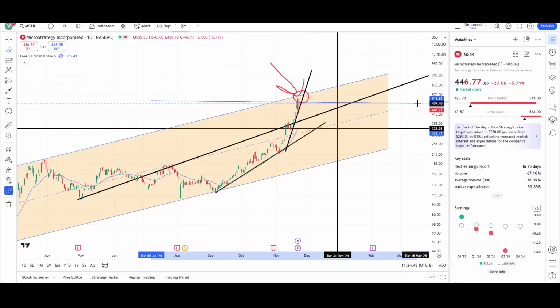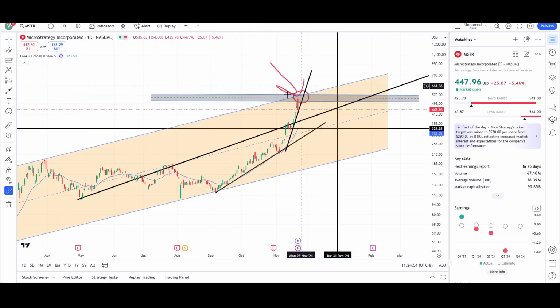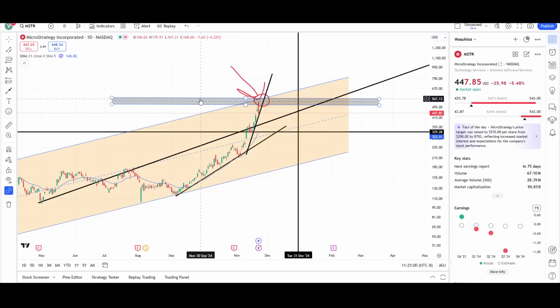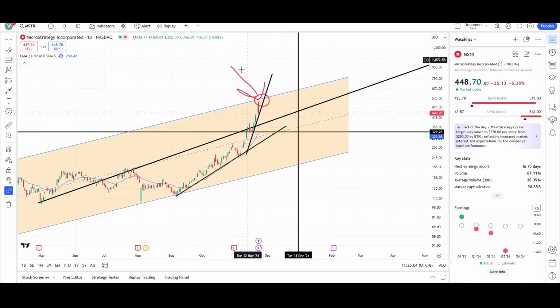So imagine this is like a zone right here. See how you have that? Let's go and make it black. So that was the zone where price can go maybe a little bit lower, maybe a little bit higher. But that's exactly what the zone was, right? The top of the channel at the overextension point. So that was the selling point, right?